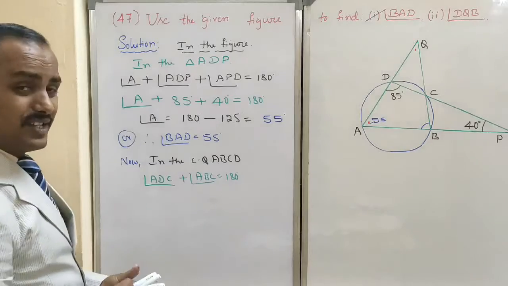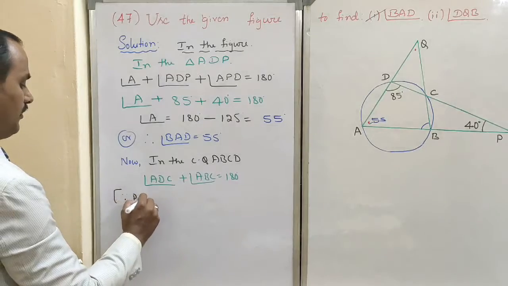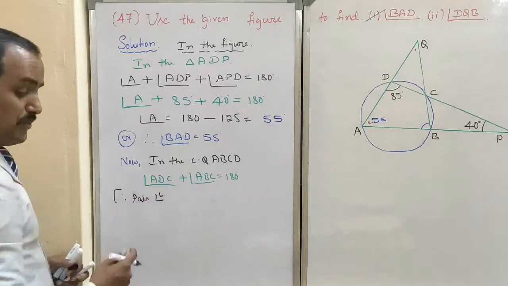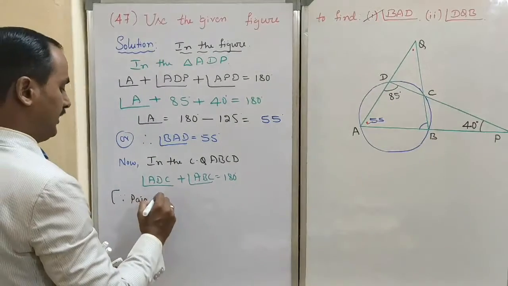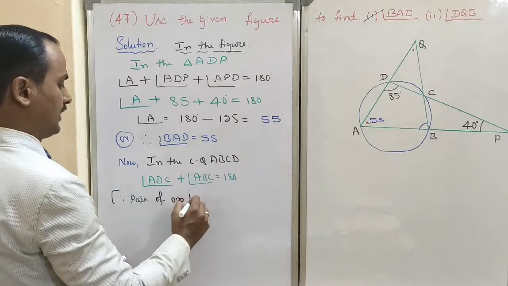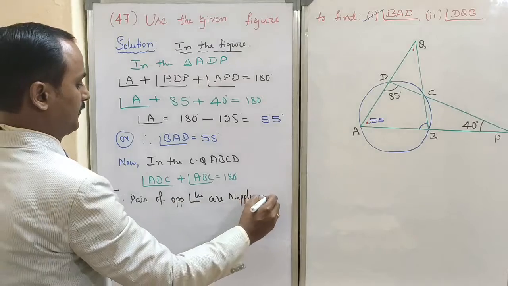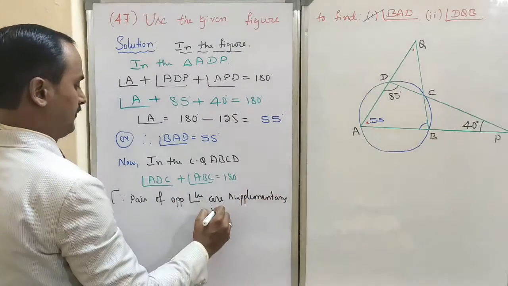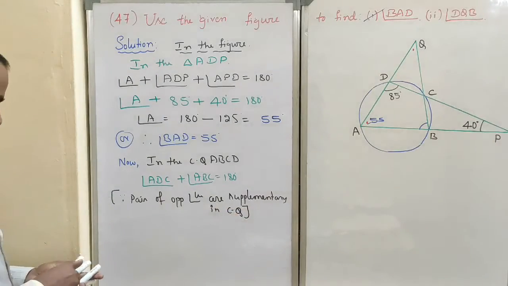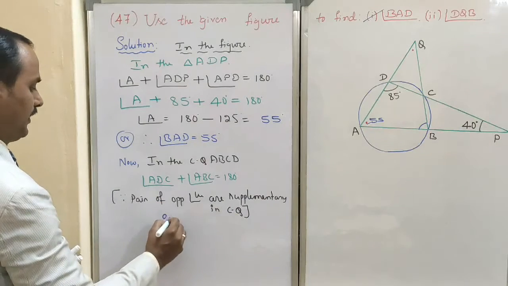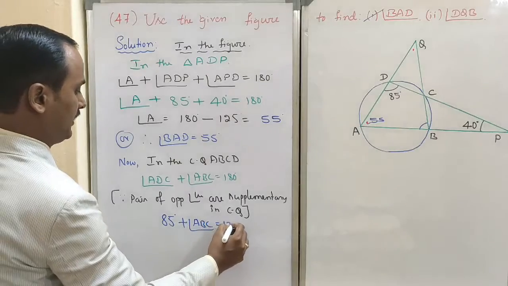Reason? Tell me once. Everyone remember that a pair of opposite angles are supplementary in a cyclic quadrilateral. Okay, now shall I substitute the values? ADC is 85 degrees, plus angle ABC, which we don't know, is equal to 180 degrees.